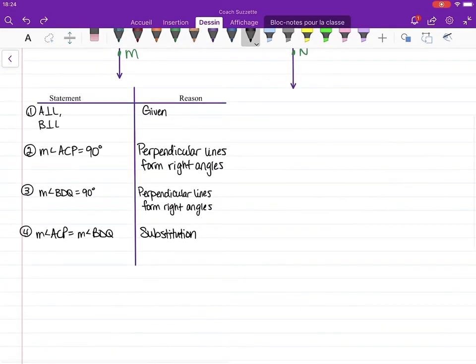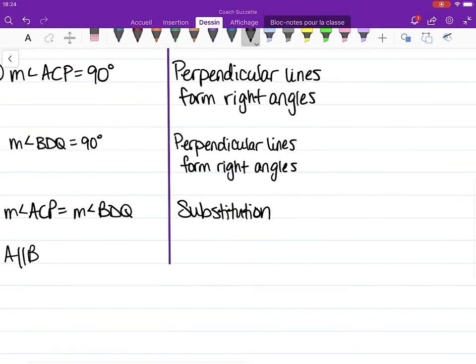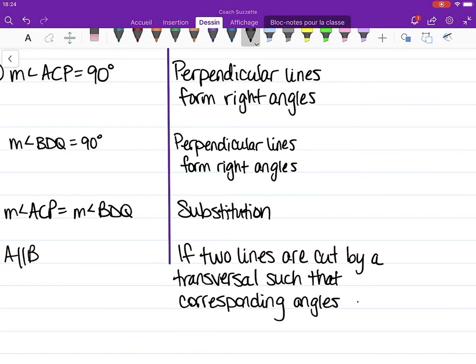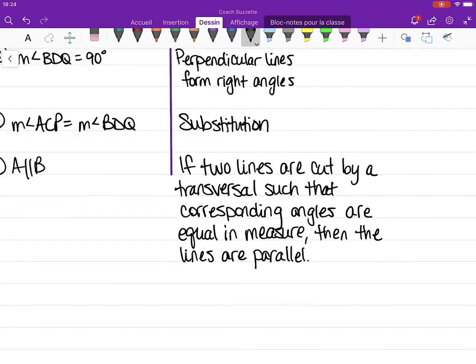So our final statement will be that A is parallel to B. The reason is if two lines are cut by a transversal such that corresponding angles are equal in measure, then the lines are parallel. And we're done.